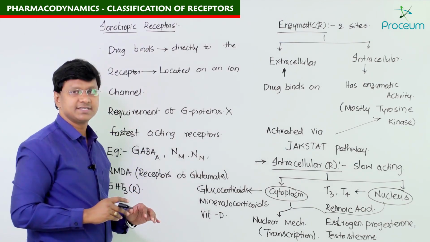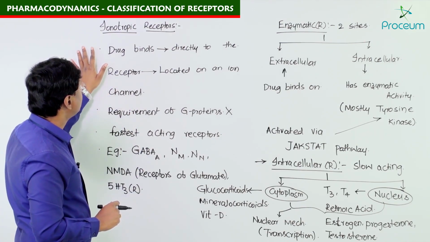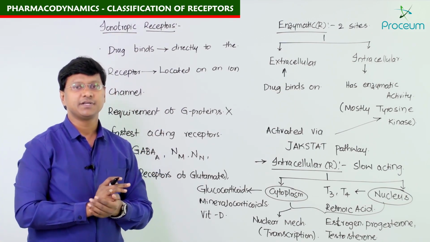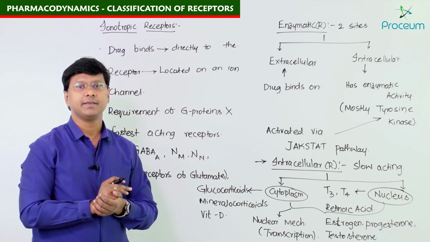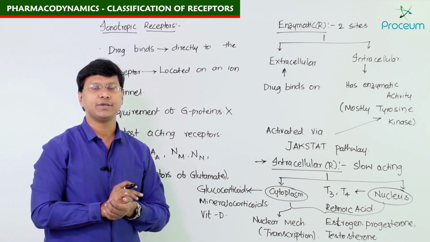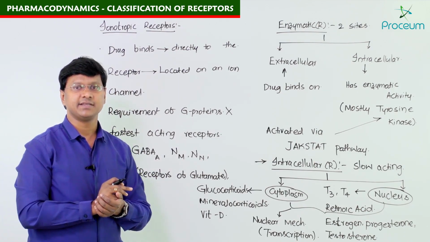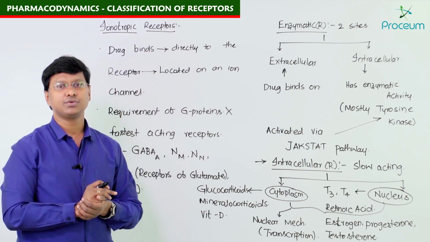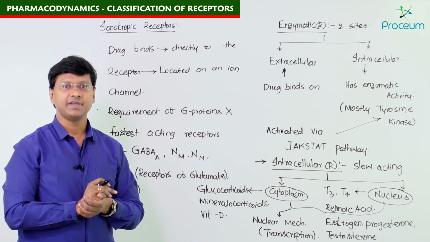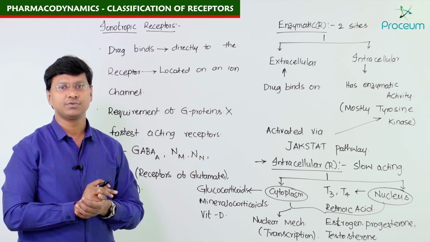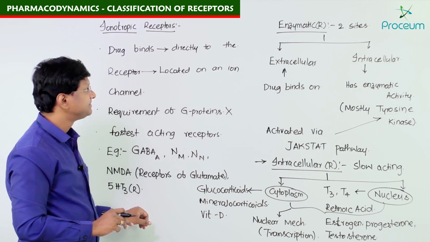Let me shortly revise all the receptors now. We have already discussed the G protein coupled receptors. Now let me revise the ionotropic receptors. Remember, the drugs directly bind to the receptors located on an ion channel without mediation by G proteins, and these are the fastest acting receptors. And what do they include? It includes GABA-A, nicotinic receptors, that is NM and NN, and NMDA receptors, that is the receptors for glutamate, as well as the 5-HT3 receptors, that is 5-hydroxytryptamine.